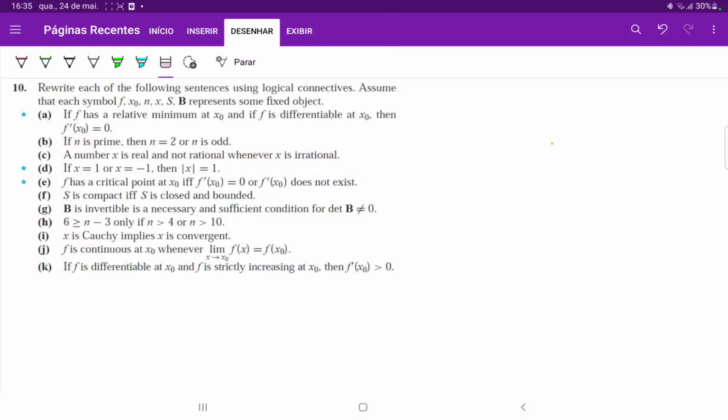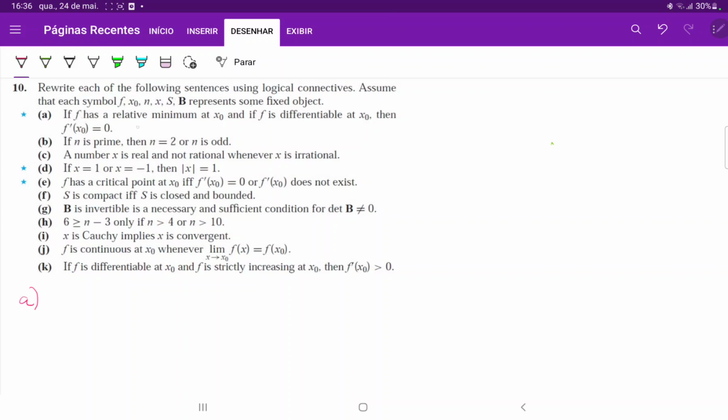So for number 10, we're just going to rewrite these using logical connectives, right? And now we just have to remember the order of operations and then rewrite everything. So for number 10a, we'll begin with that one. We have if f has a relative minimum, right? So if, this means that we're going to have p implies q, right?